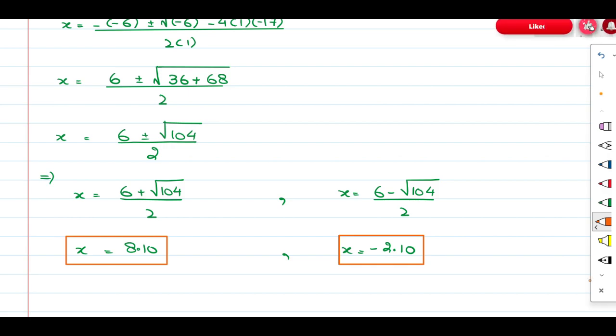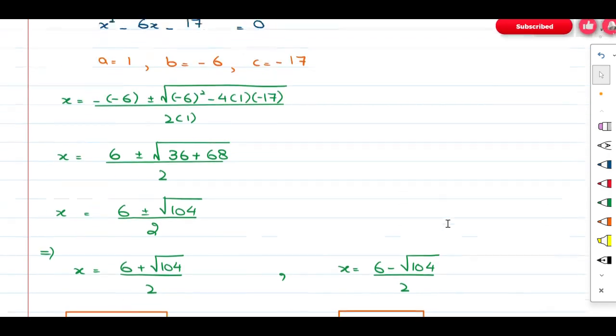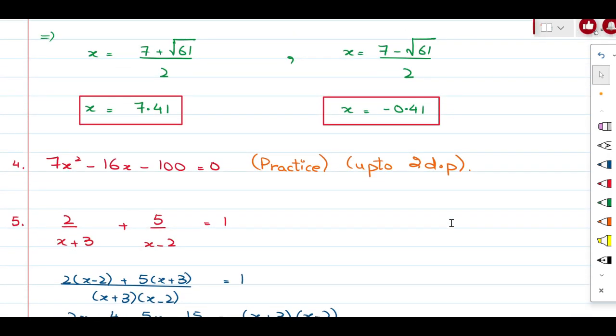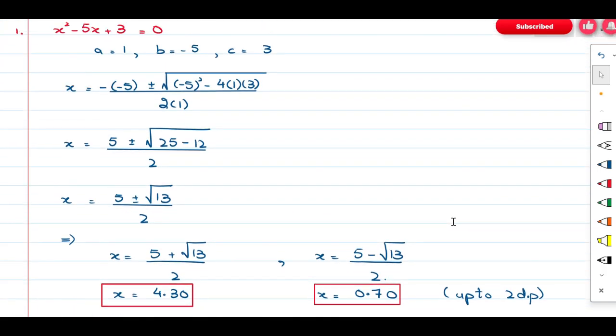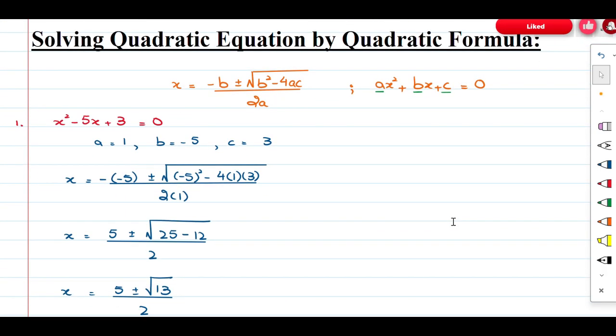Okay, so I hope you understand how to solve the quadratic equation with the help of the quadratic formula. And I assigned you one question as practice. You have to practice that question and send me the answer in the comment section. And if you still have any queries in finding the roots of the quadratic equation by the method of quadratic formula, you can ask me in the comment section.